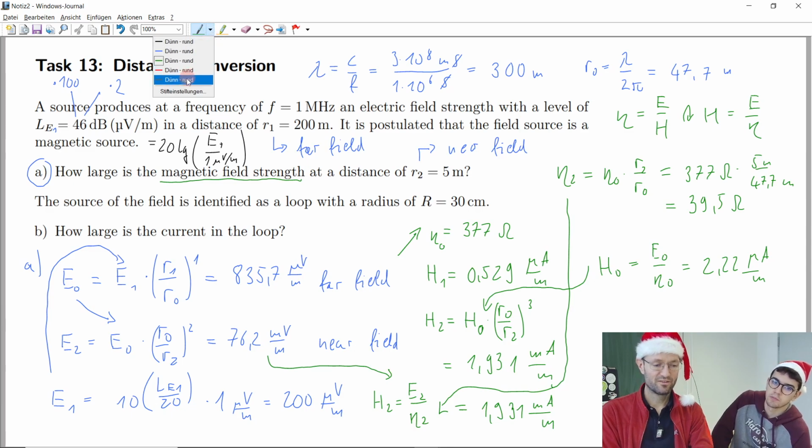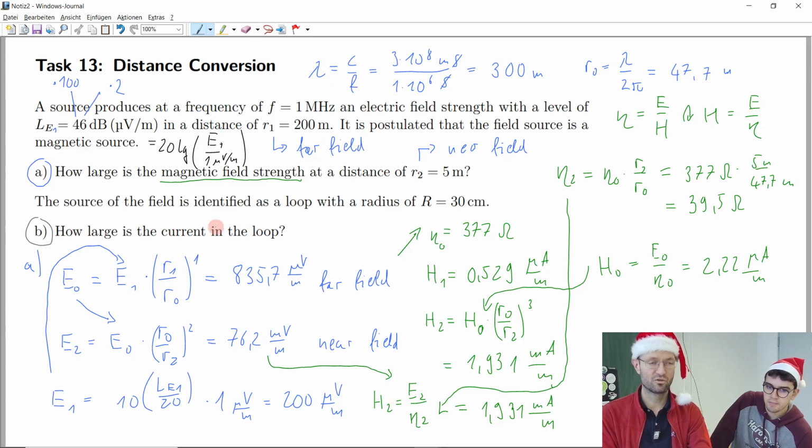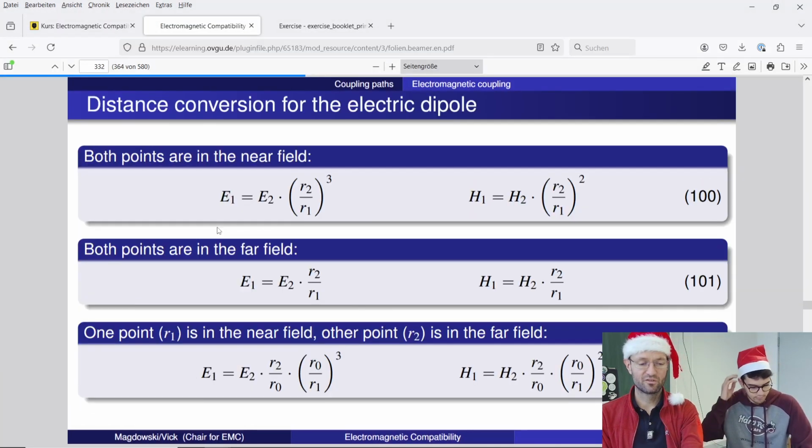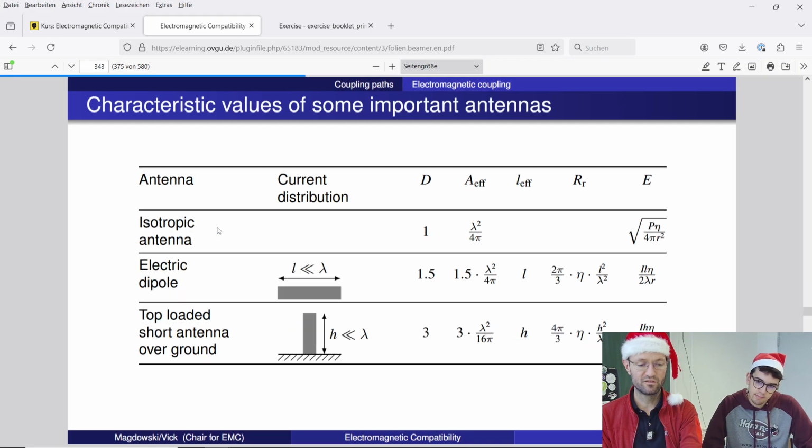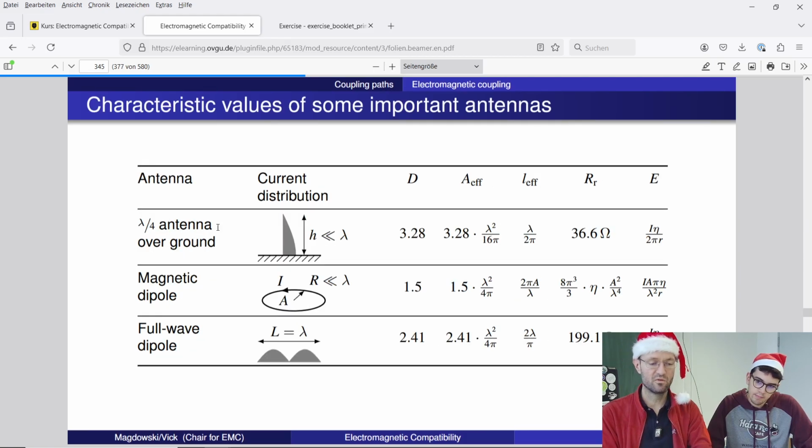Then let's continue with the next task in subtask B here. How large is the current in the loop? Any ideas for this? The answer is also somewhere given in the lecture slides, and so there is this table. If you remember this table, inside this table there's also the magnetic dipole, and for the magnetic dipole we find some formula here that tells us current, area, P, eta that we already use, lambda and r, and that gives us the far field electric field strength.